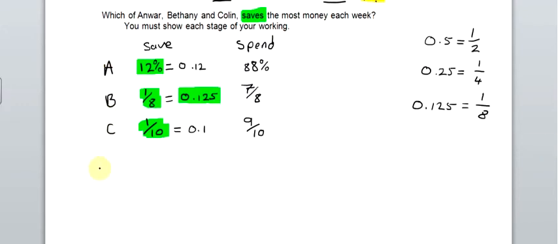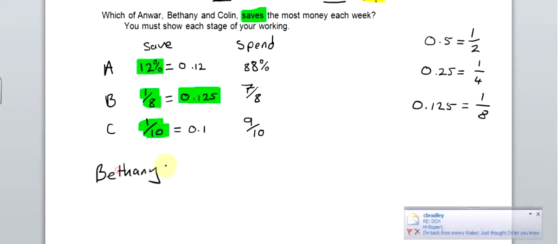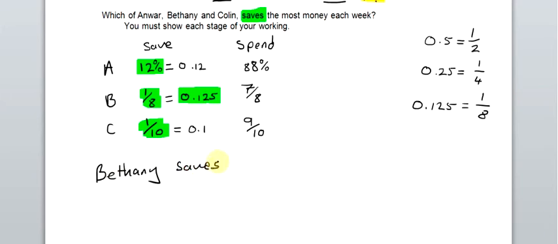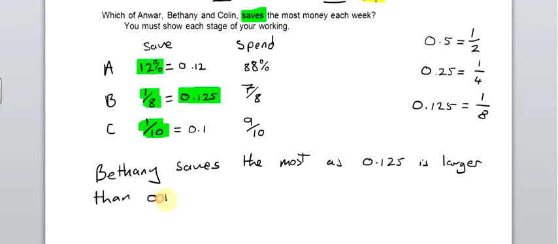So we just write our conclusion at the bottom. Bethany saves the most, as 0.125 is larger than 0.12 and 0.1. Full stop. And that's the end of the fractions video.